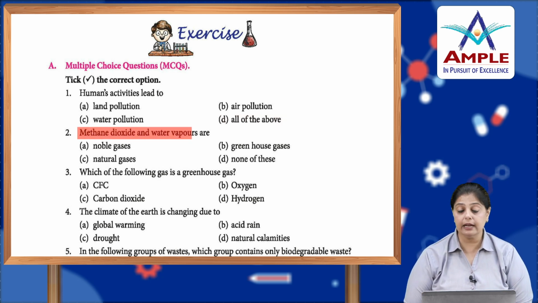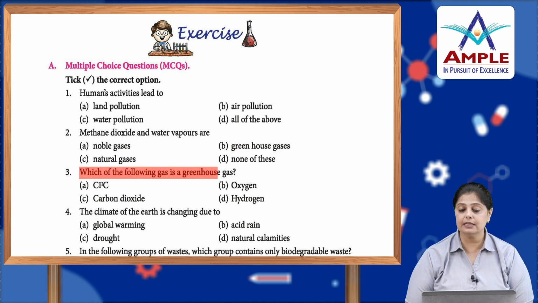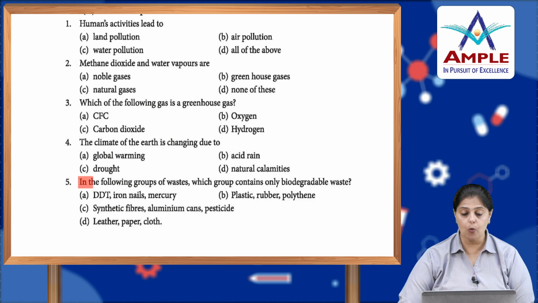Methane dioxide and water vapors are noble gases, greenhouse gases, natural gases or none of these. They are greenhouse gases. Which of the following gas is a greenhouse gas? CFC, oxygen, carbon dioxide or hydrogen? It is CFC. Okay. The climate of the earth is changing due to global warming, acid rain, drought or natural calamities. It is global warming.